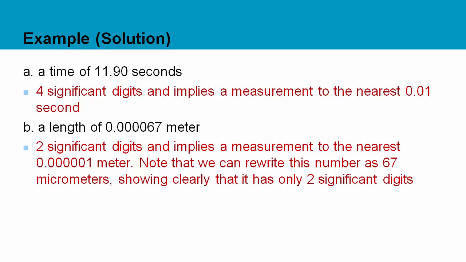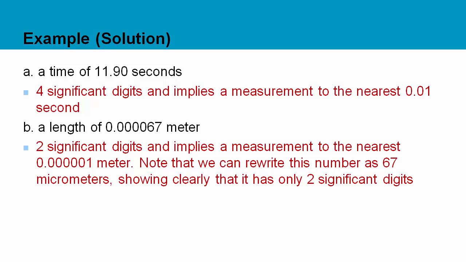11.90 seconds has 4 significant digits, and the reason why the 0 is significant is it now implies the accuracy, right, of your measurement. You've measured it to the nearest 0.01 seconds. Without that 0, you're just assuming that you're rounding to a tenth of a second instead of a hundredth of a second. So that's why it becomes significant. It tells you how accurate your rounding is.